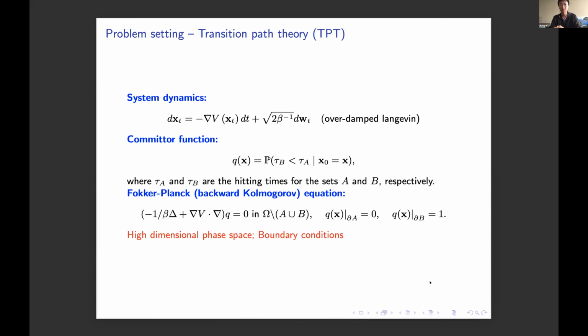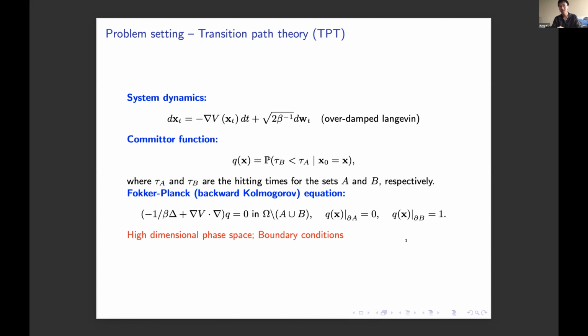And in transition path theory, we consider systems governed by the Langevin equation, and in this case, the overdamped Langevin equation. And if we define the committor function as the probability of this system hitting region B before region A, starting from a position X, then this committor function satisfies this Fokker-Planck equation with a particular boundary condition.